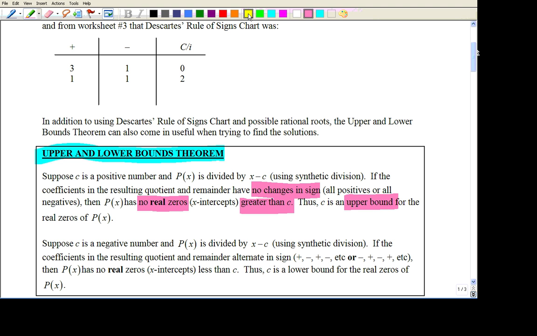On the other hand, we can also look at if c is a negative number and p of x is divided by x minus c using synthetic division. If the coefficients in the resulting quotient and remainder alternate in sign, so plus minus plus or minus plus minus plus, then p of x has no real zeros less than c. So before we had greater than c, now we have less than c, because this time we're talking about a lower bound for the real zeros of p of x.